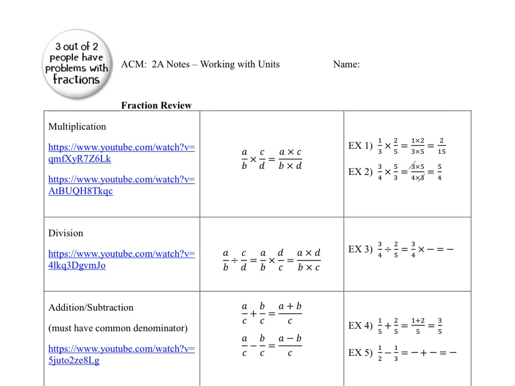Welcome everybody to Contemporary Math Lesson 2A Notes. In this section we will be working with units. And not only that, we are going to be reviewing a lot of fraction stuff going on here.